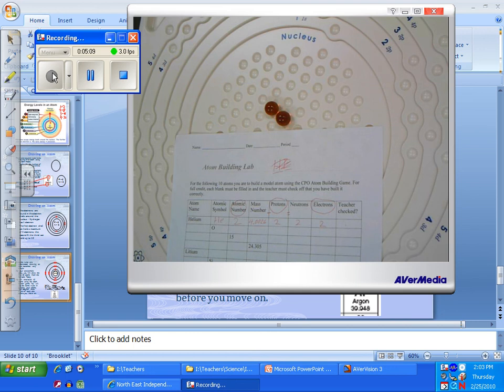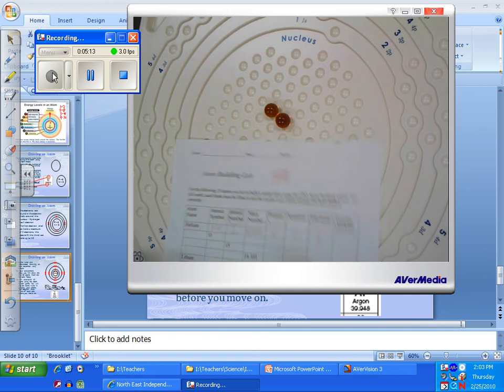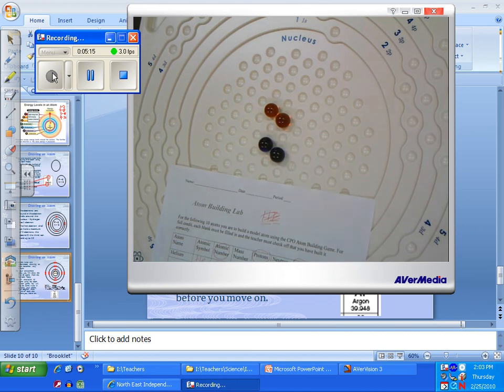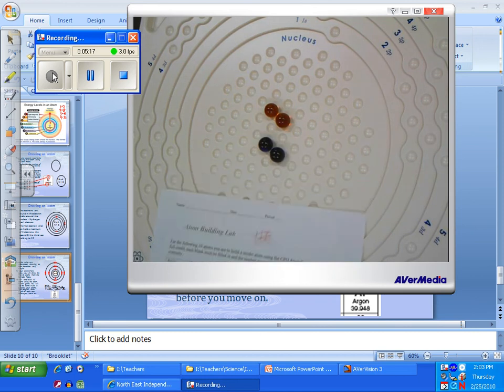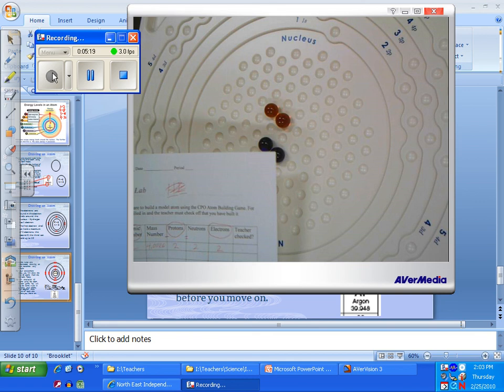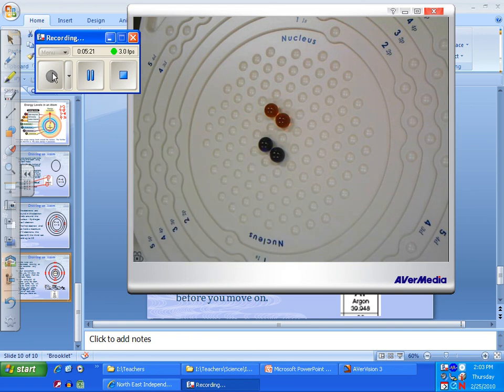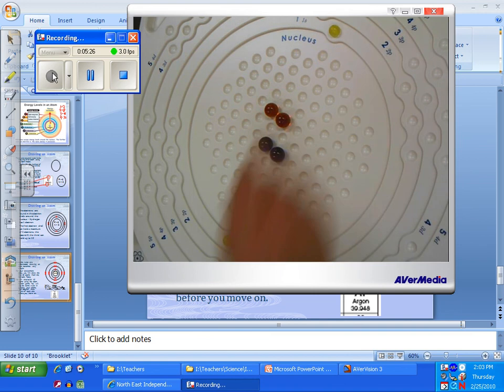Next thing you're going to do is the number of neutrons in the nucleus. 2. Again, it's 2. Just count out. We need 2 of them right here. And then the last thing we're going to do is the number of electrons. And again, this one's 2. Now here's where the tricky part comes in. On electrons, you always fill in the first row first.